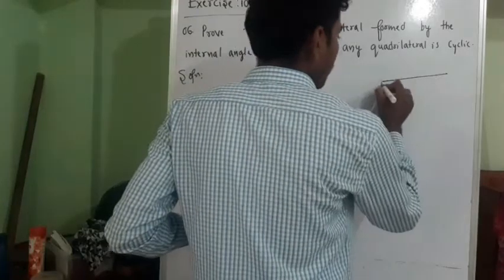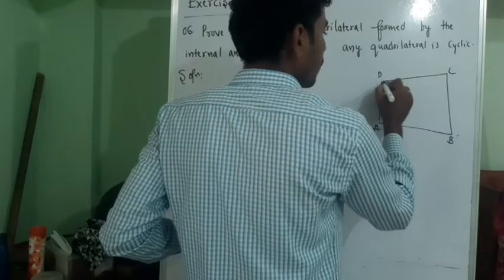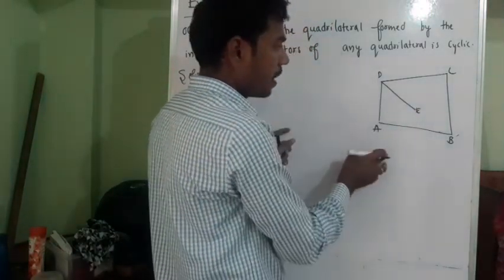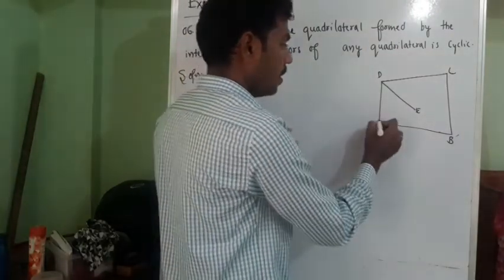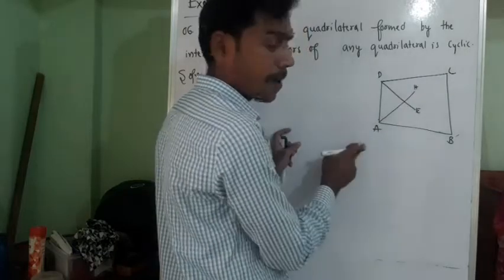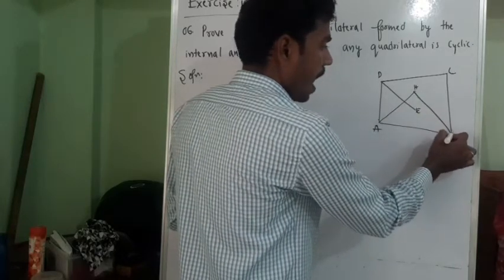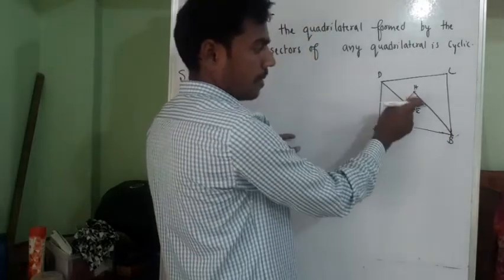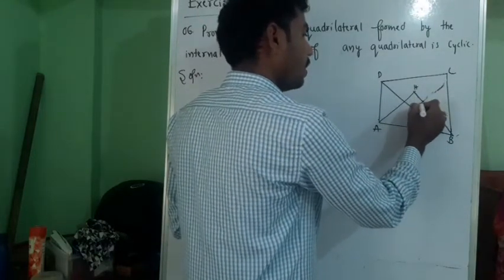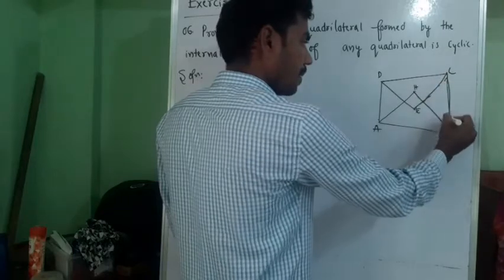Suppose this is a quadrilateral ABCD. Let D be the angle bisector of angle D, and next, H be the angle bisector of angle A. Next, let BH be the angle bisector of angle B, and EC be the angle bisector of angle C.